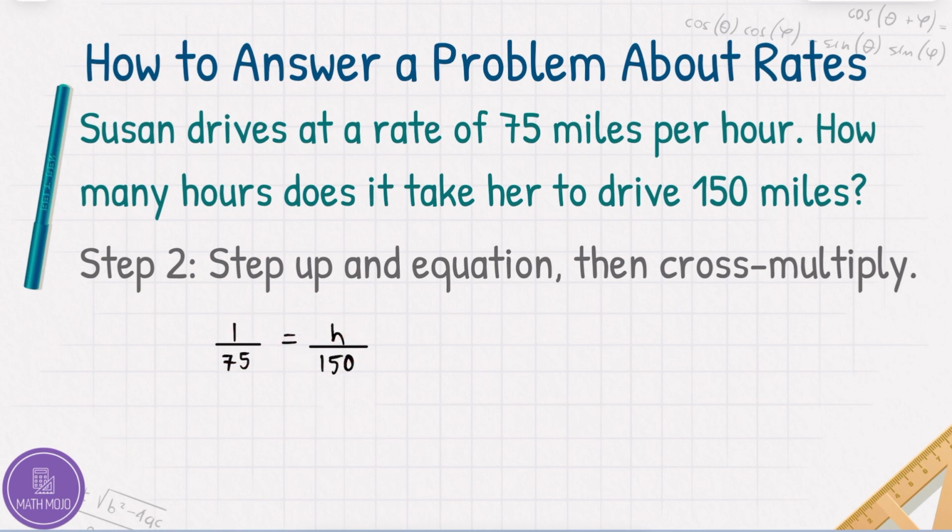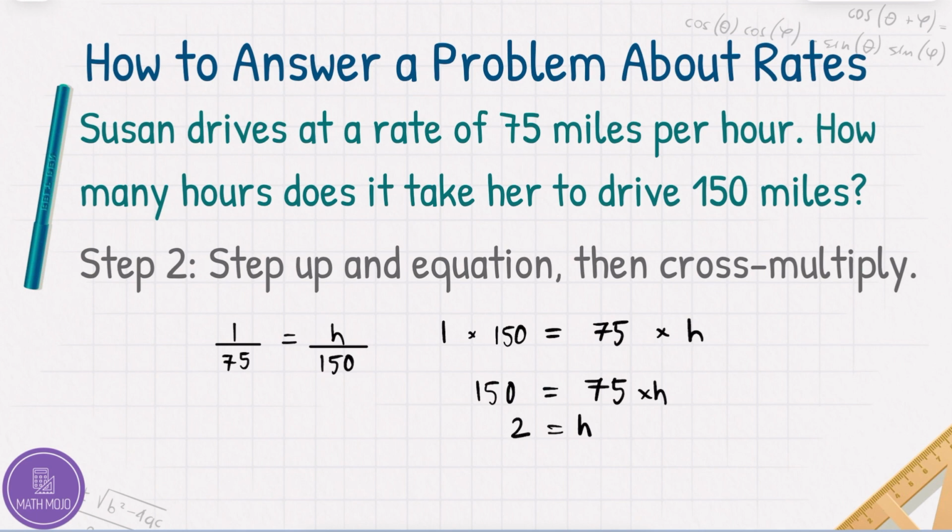So to set that up, we can do 1 multiplied by 150 is equal to 75 multiplied by h, our unknown value. When you multiply 1 by 150, you get 150, which is equal to 75h. We didn't touch anything on this side, so we can leave that the same, and then we can divide both sides by 75. The 75's cancel, so we get h as our value, and 150 divided by 75 gives us 2. So that means our final answer is 2.